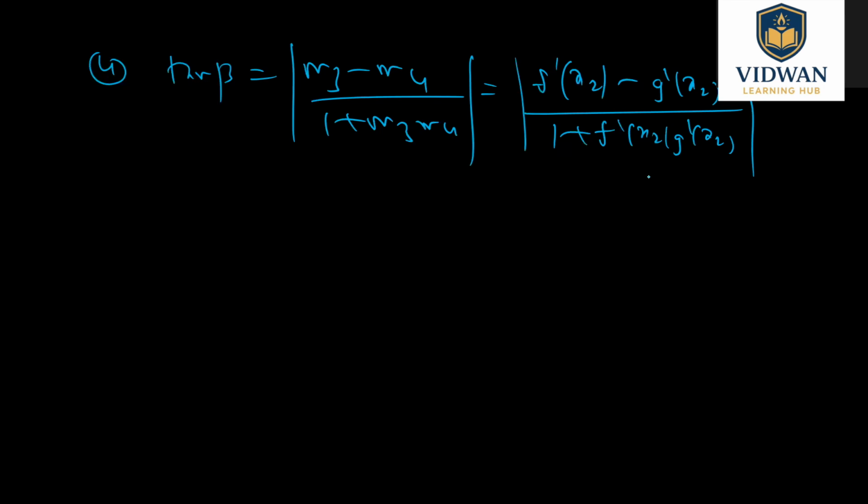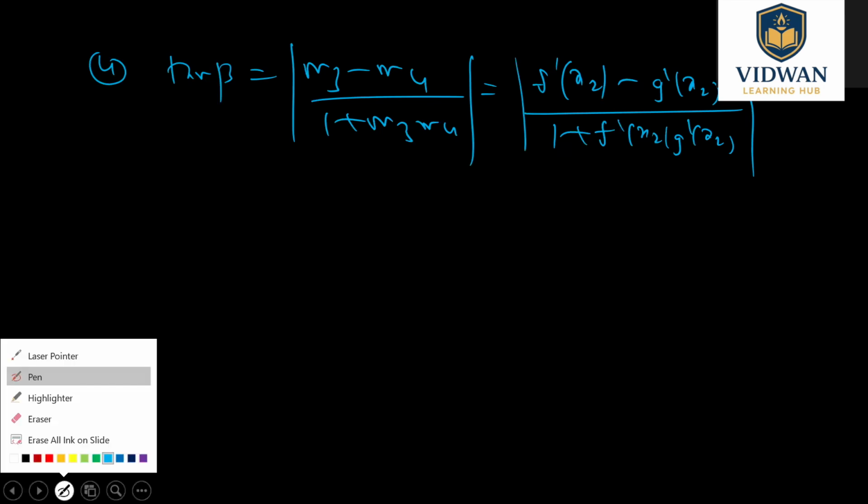This is how you find the angle of intersection of two curves. Is this clear?